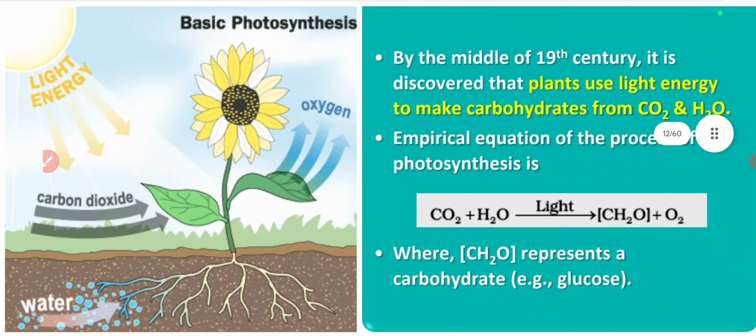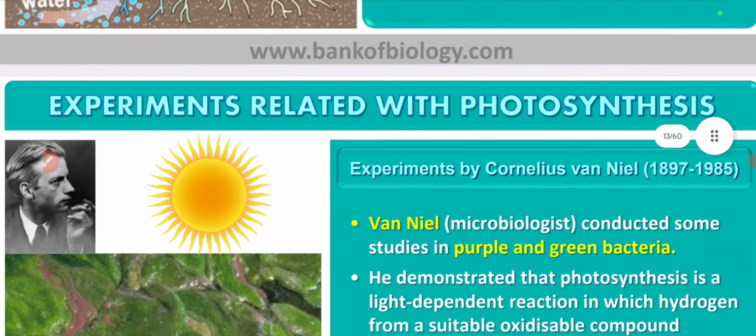By the middle of the 19th century, it was discovered that plants use light energy to make carbohydrates from CO2 and H2O. The empirical equation of the process of photosynthesis is CO2 plus H2O gives rise to CH2O plus O2. Empirical means an equation that is accepted all over the world, where CH2O represents a carbohydrate, for example glucose.